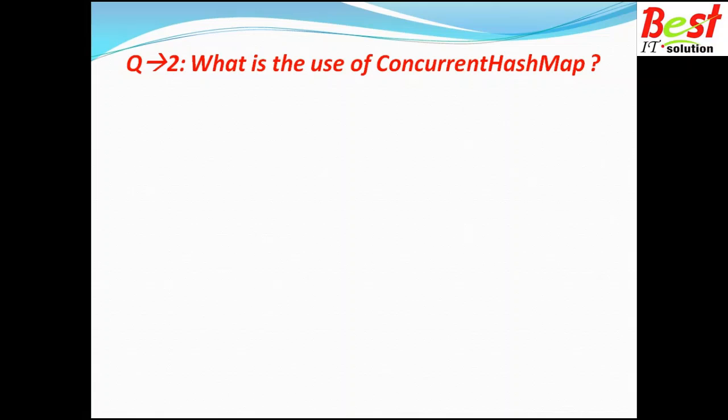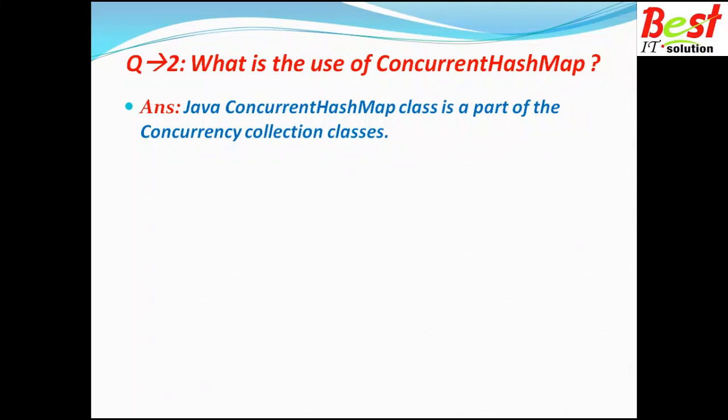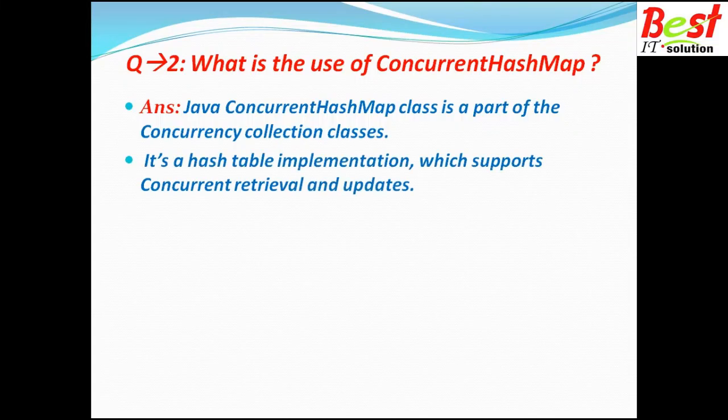So our second question is, what is the use of ConcurrentHashMap? Okay, so this is also a very tricky question. Java ConcurrentHashMap class is a part of the concurrency collection classes. It is a hashtable implementation which supports concurrent retrieval and updates. Concurrent means in parallel we can retrieve data and we can update the data also.